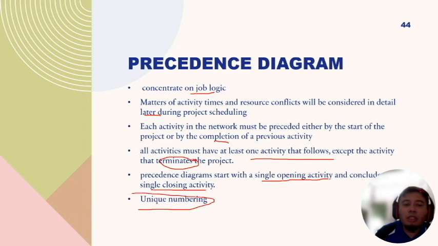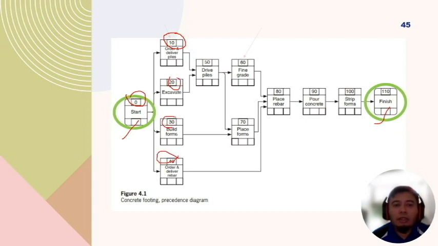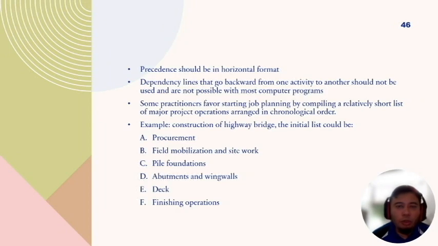And it has a unique numbering. As you can see here, we have a single starting activity and a single finishing activity, and each job has a unique numbering system. Like this one starts with activity 0, and this one is named activity 10, 20, 30, 40. So the numbering is quite unique. It doesn't use 1, 2, 3, but you use 10, 20, 30, and then 50, 60, 70, and so on.